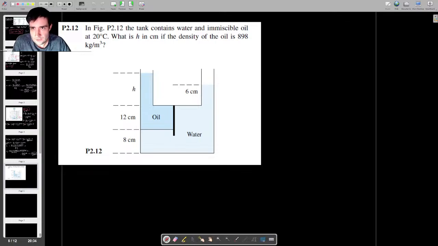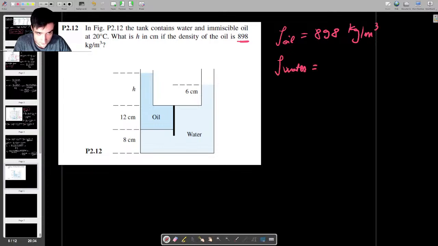Okay, and then what is the height h in centimeters if the density of oil, so see, this is one example when we are given the density of oil, because we don't even know what kind of oil we're dealing with. So we know the density of oil is 898 kg per meter cubed. We know the density of water. See, this one is not given, but that's why we should at least try to remember it as 1,000.